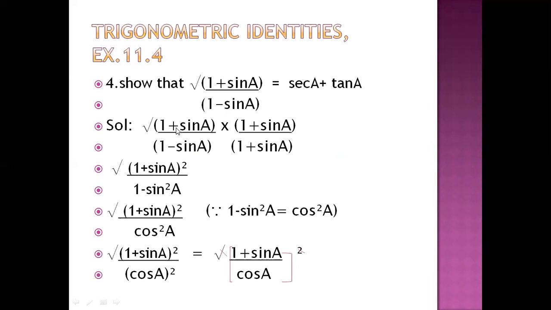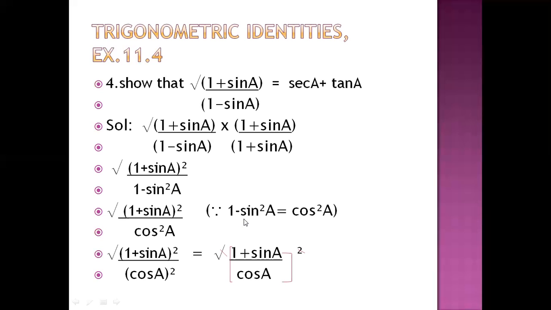So 1 plus sin A into 1 plus sin A, which is what? 1 plus sin A whole square, a plus b into a plus b. That is a plus b whole square. The denominator is in the form of a minus b into a plus b, so we can write it as a square minus b square, that is 1 square minus sin A whole square. 1 square is 1 only, and sin A whole square is sin square A. That means a square minus b square.